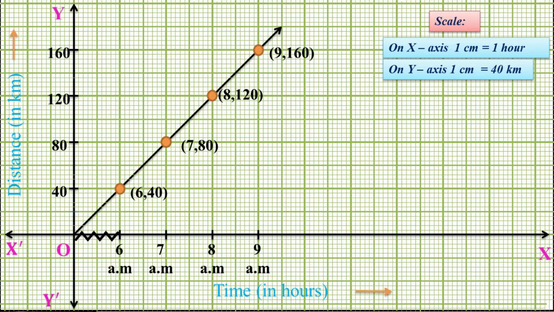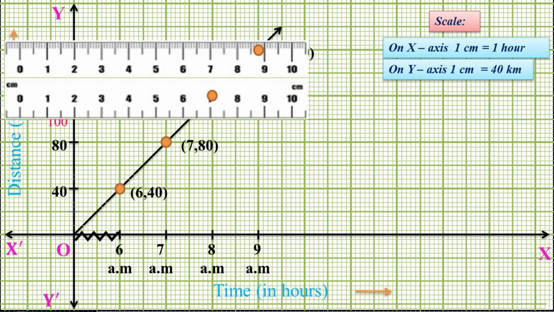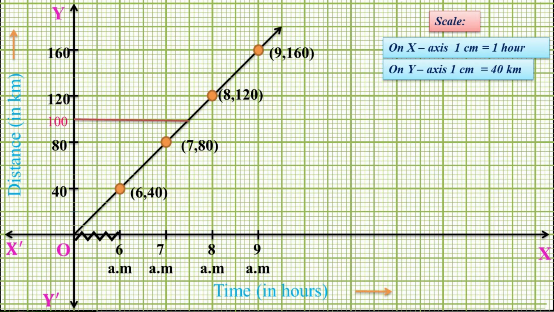We find the second question answer. What was the time when the car had covered a distance of 100 km since the start? First, we mark 100 km on the y-axis. Locate the point between 80 km and 120 km. Draw a horizontal line. The line meets the linear graph.